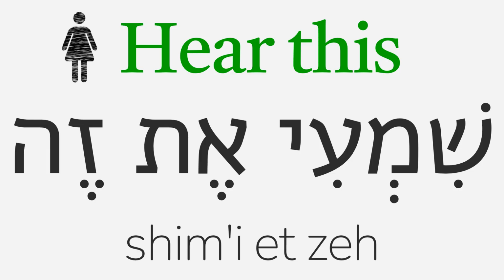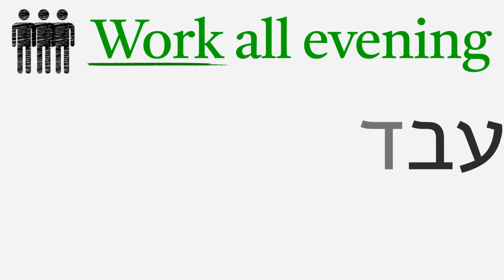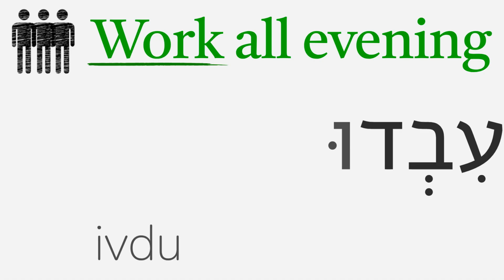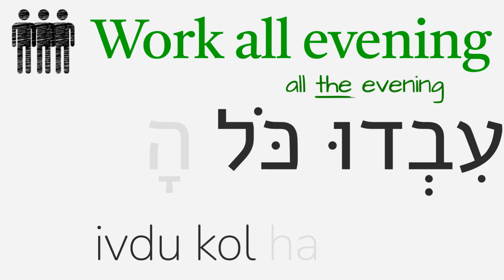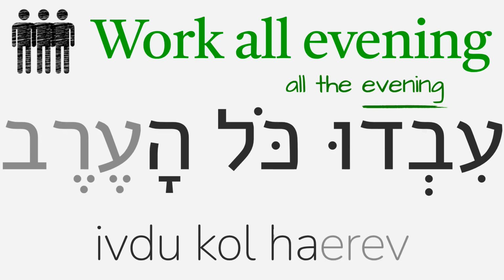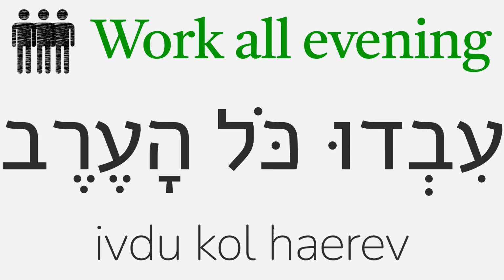Shim'i et ze. And let's also say, work all evening, speaking to a masculine plural group. The imperative work will be from the root ayin, beit, dalet. Since this is a masculine plural imperative, its vowels will be a hirik and a shva, and it will have an u ending. Iv'du, work, commanding a group of men or a mixed group. The expression all evening will be all the evening in Hebrew. All is kol, the is ha, and evening is erev. Kol ha'erev, all evening.